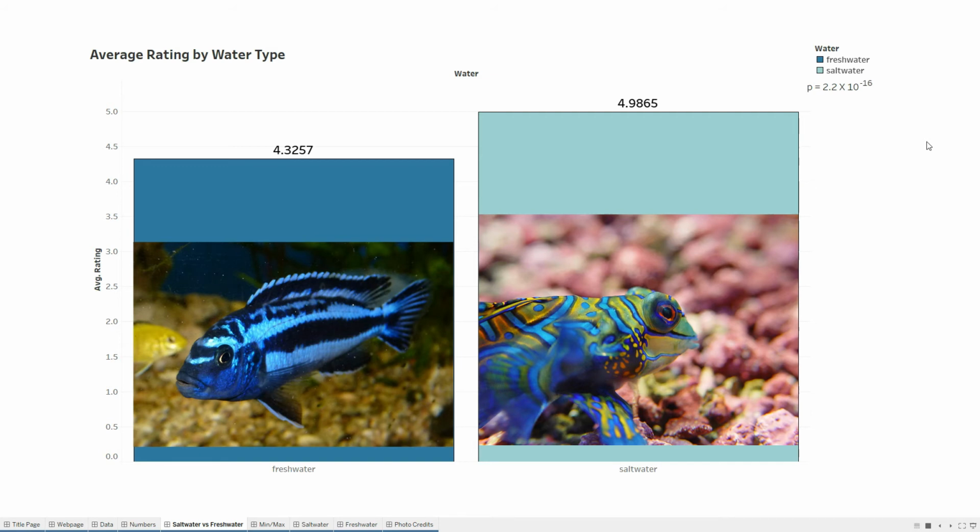I performed a Wilcoxon rank-sum test comparing ratings as a function of water type and got a p-value of 2.2 times 10 to the power of negative 16. Therefore, it is incredibly unlikely that the difference in means is just due to chance. People are rating pictures of saltwater fish higher than they rate pictures of freshwater fish.